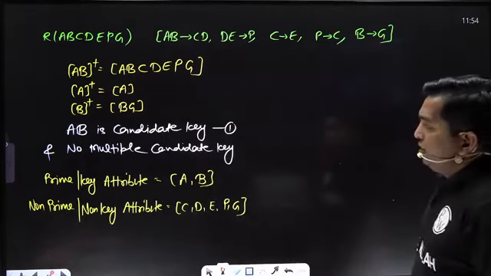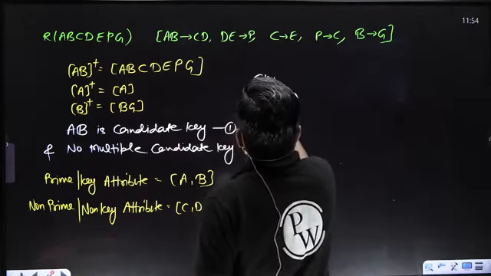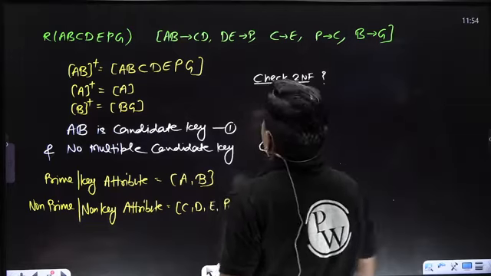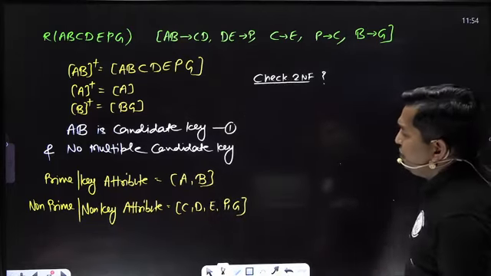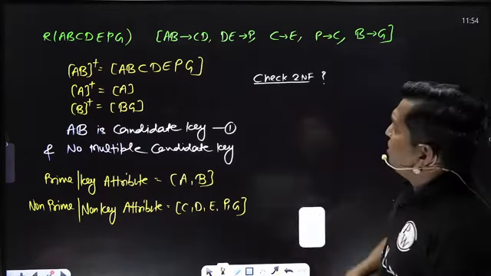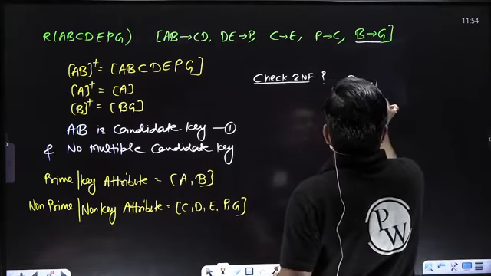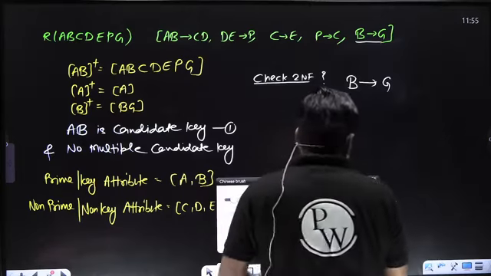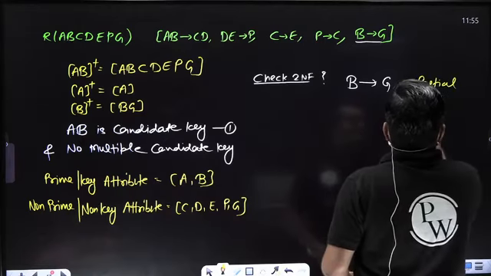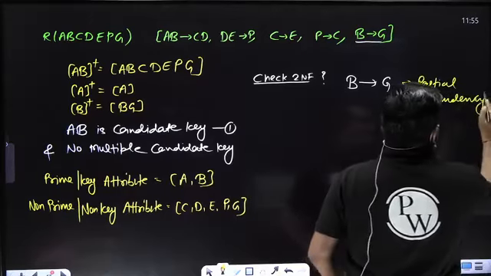Now we have to check which FD is violating. First of all, check for 2NF. So when you check for 2NF, AB determines CD, and DE determines P. You can see here directly, B determines G creates a partial dependency. Clear? It creates a partial dependency.